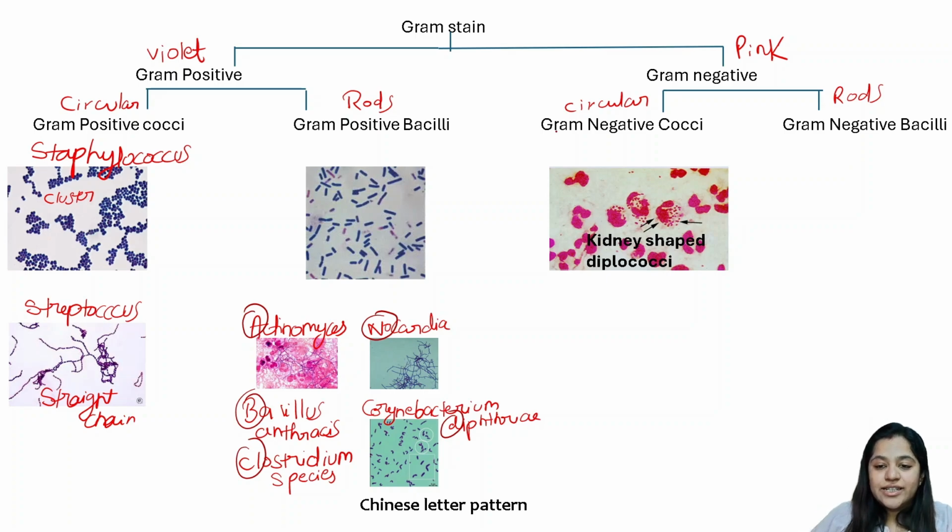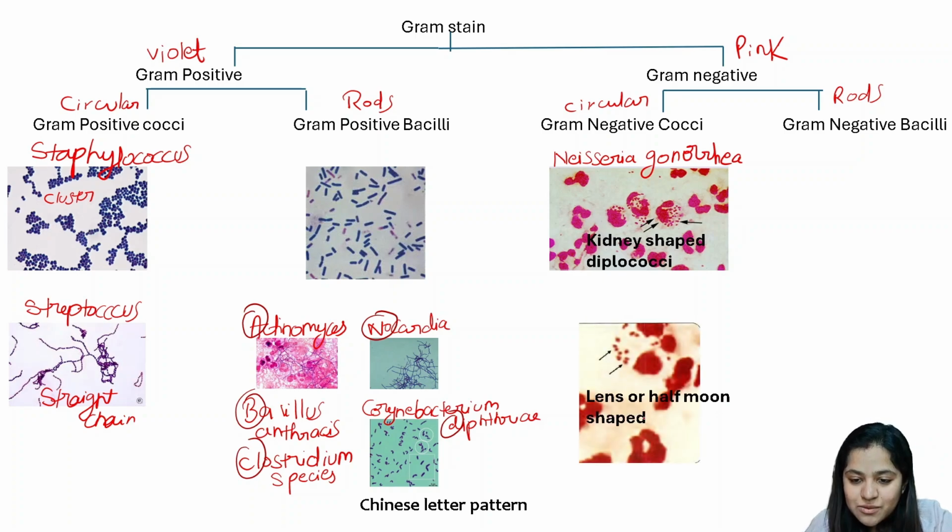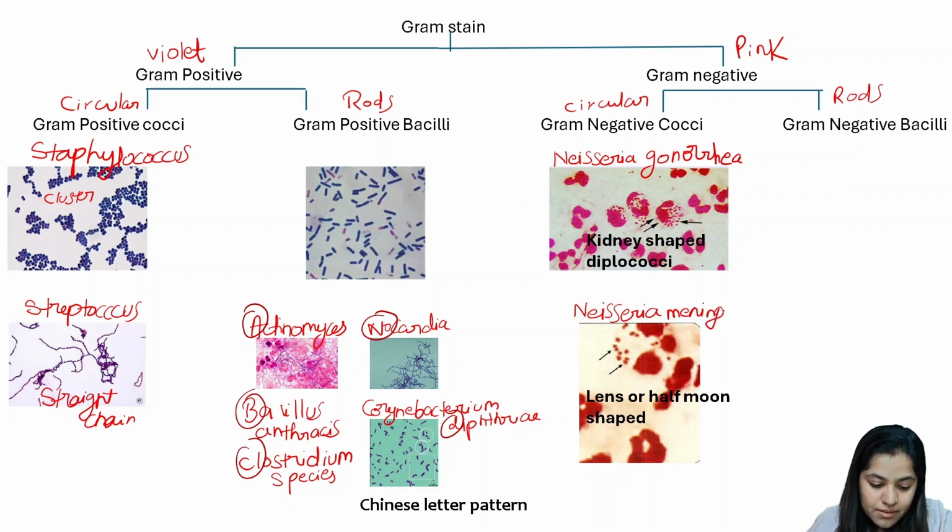Now, in your gram-negative cocci, it can either appear as your kidney-shaped diplococci. You see, this is intracellular. Now, this picture is very important. It has come a lot in exam. This is an example of your Neisseria gonorrhea. Okay. What will this cause? This will cause gonorrhea. Second example is this. What is this? This is lens or half moon shape. You see, that its adjacent sides are flat. This is a very good example of your Neisseria meningitidis. These pictures are important. Clear?